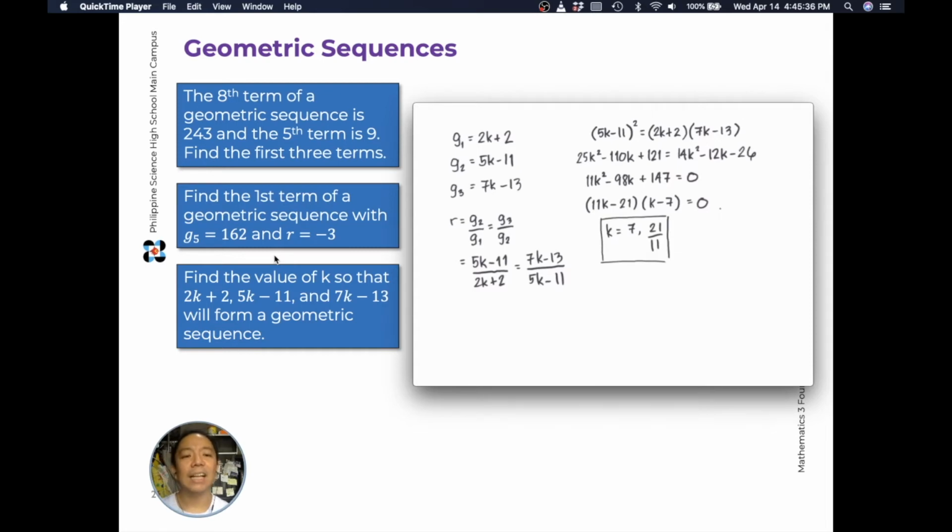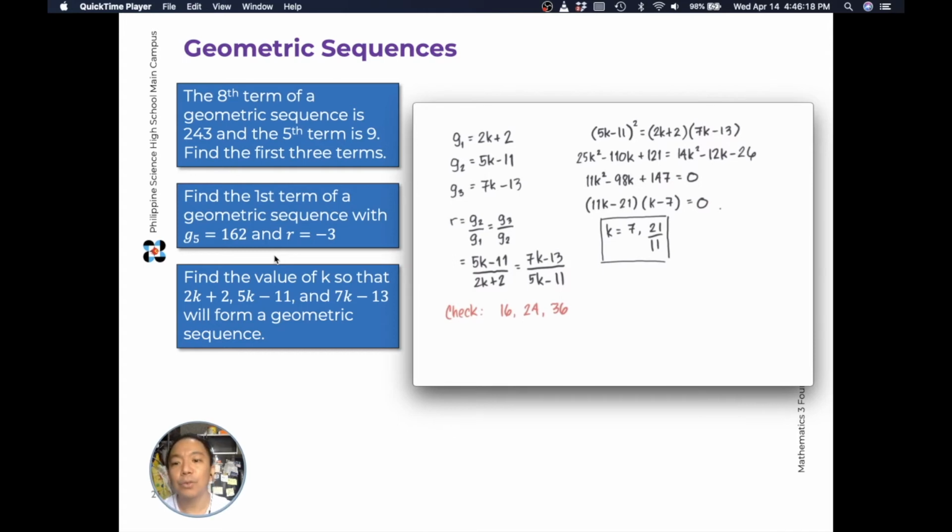But, let's also check our answer. If k is 7, then 2k plus 2 is 14 plus 2, or 16. Then, 5k minus 11 is 35 minus 11, or 24. Then, 7k minus 13 will be 49 minus 13, or 36. So, 16 to 24 to 36. What are we doing? We are multiplying by 3 halves to get to the next term. So, this is a geometric sequence.